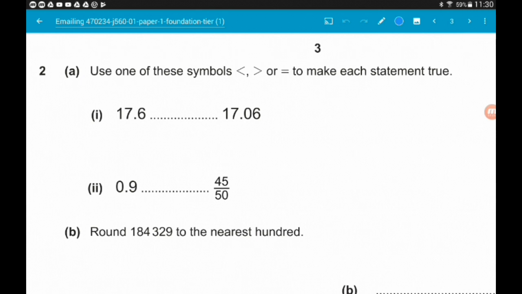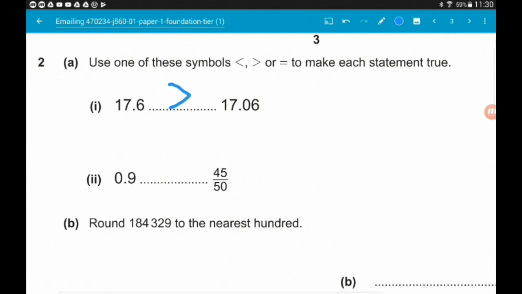Question 2a, we want to use either inequality symbols or the equal sign to make these statements true. For part 1, we've got two numbers, 17.6 and 17.06. Here, 17.6 is bigger than 17.06, so we want to use the inequality sign that way around.